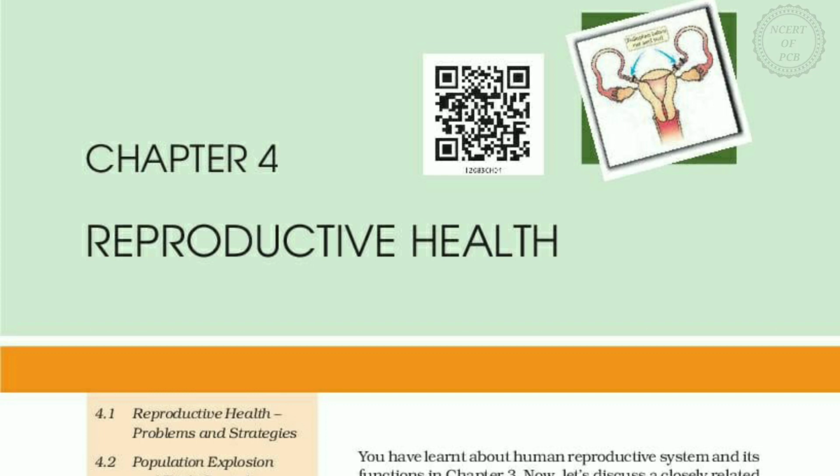Chapter 4. Reproductive Health. You have learnt about the human reproductive system and its functions in Chapter 3. Now, let's discuss a closely related topic, reproductive health. What do we understand by this term? The term simply refers to healthy reproductive organs with normal functions. However, it has a broader perspective and includes the emotional and social aspects of reproduction also.